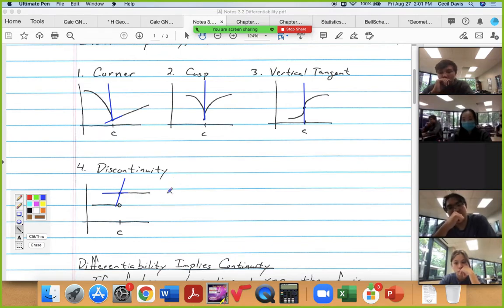That's what happened on that very last problem on the homework. I think it was the last one on the homework: the derivative from one side was a nice number, and on the other side, the limit just doesn't exist. It had a discontinuity like this one.